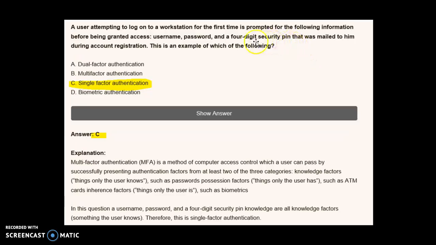Now this can trip people up because they think, oh, a 4-digit security PIN was mailed to me, so they physically have it, but it's still something that you know. So therefore, you know your username, you know your password, you know your 4-digit PIN. So it's actually just single-factor authentication.